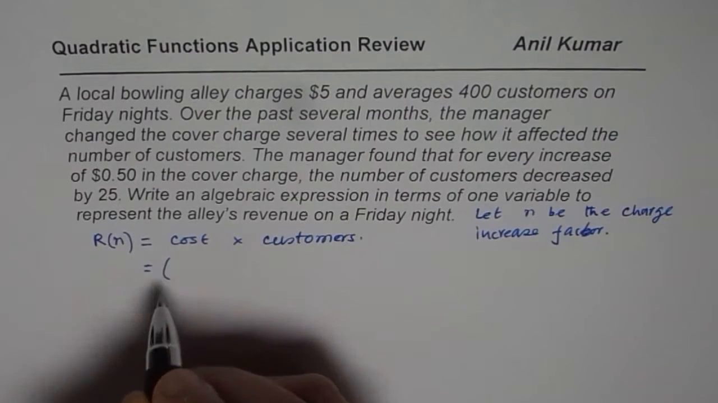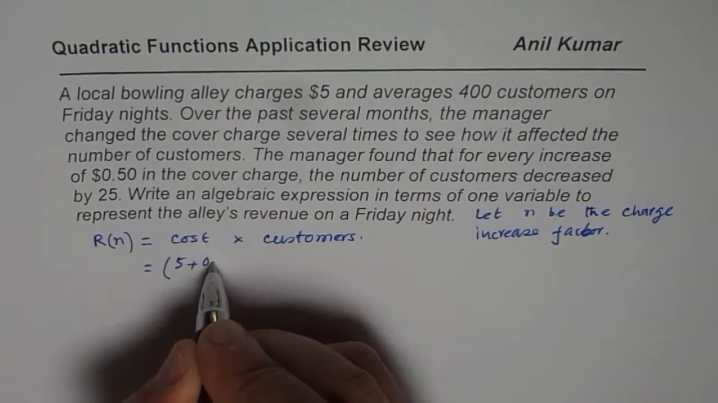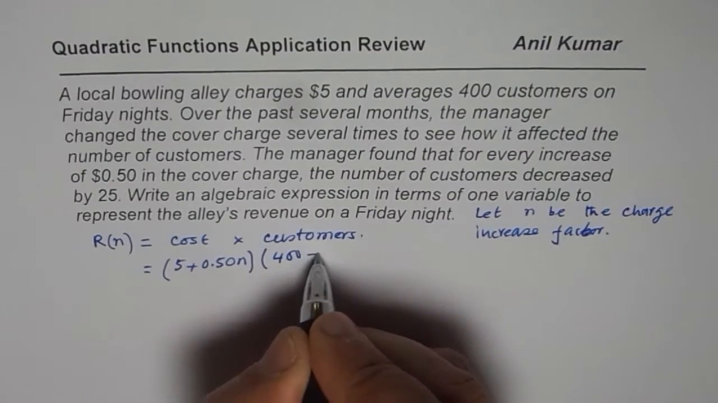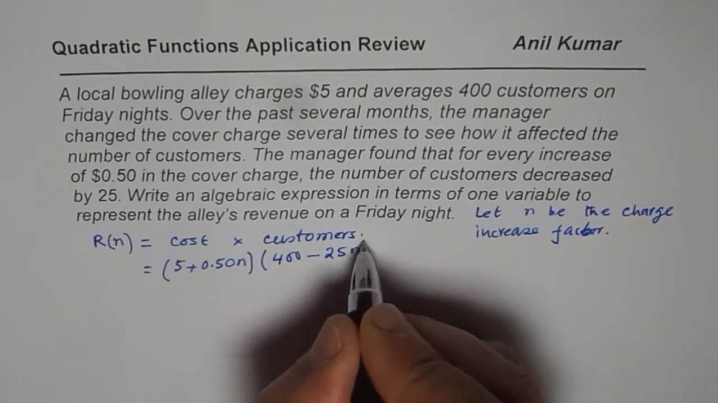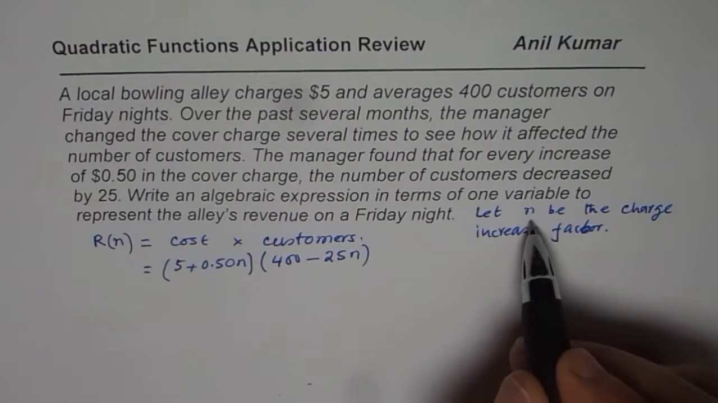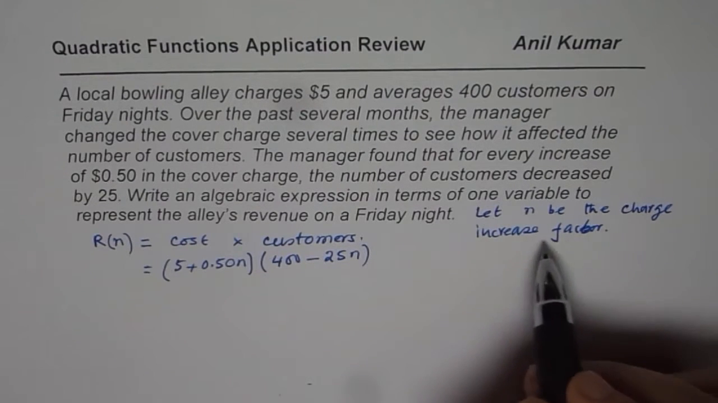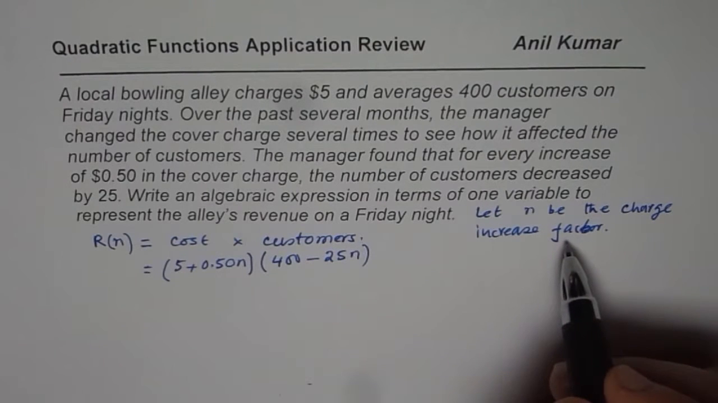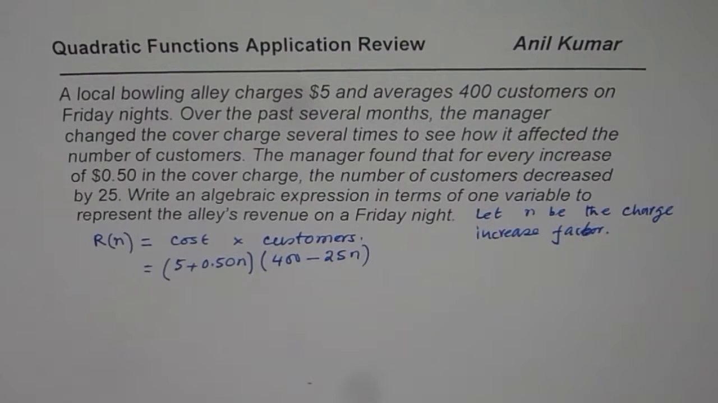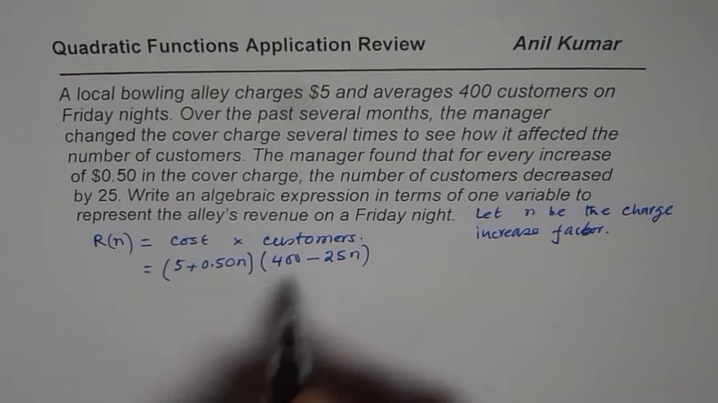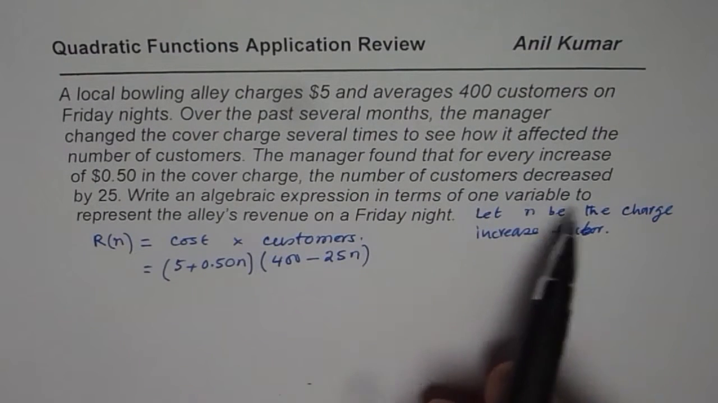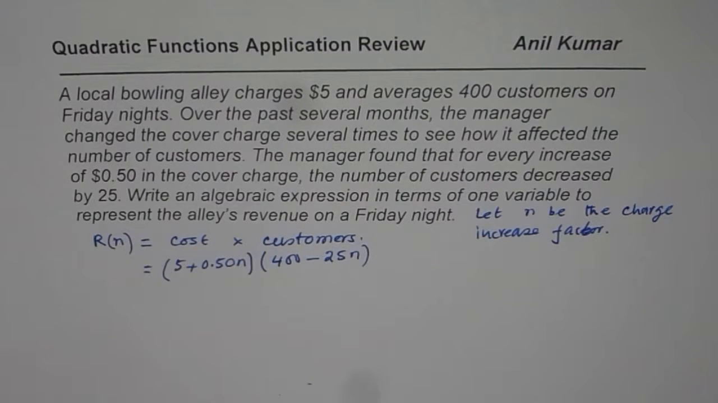So we can write cost here as 5 plus 0.50n, and the number of customers will be 400 take away 25 times n. Do you understand? So that is how I'm trying to define my value of n. So n is the charge increase factor, right? That's the term I'm using here. Okay, I hope you appreciate it. So n is the number of times 50 cents is increased to get the best value of revenue. So that becomes our relation, right? It says write an algebraic expression in terms of one variable to represent the revenue. In this case, that is the expression.